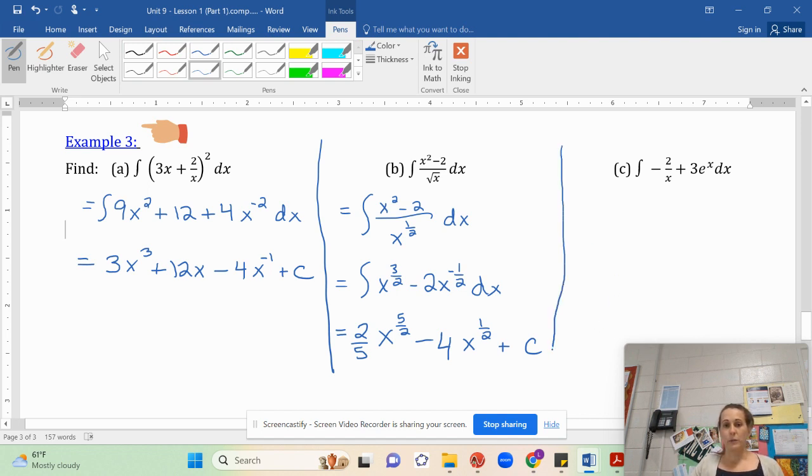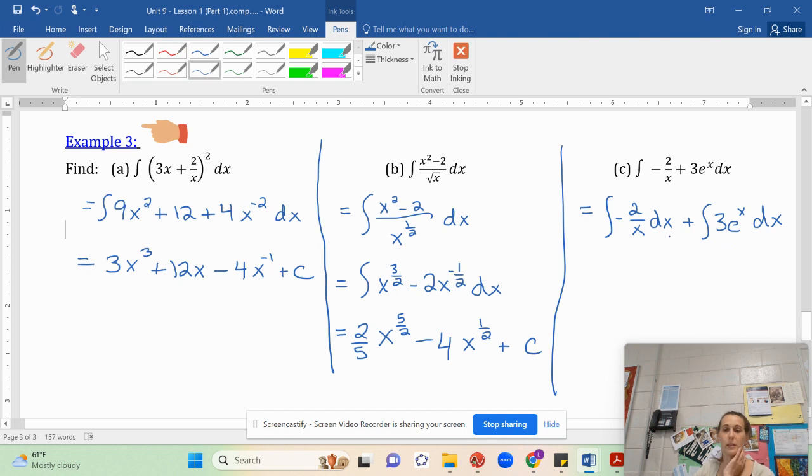And finally, the last one. I'm going to rewrite this a little bit differently to help us see. The integral of negative, I'm going to rewrite this as negative 2 over x dx plus the integral of 3e to the x dx. I just split up both integrals.